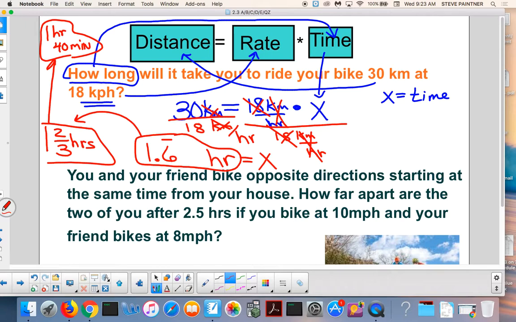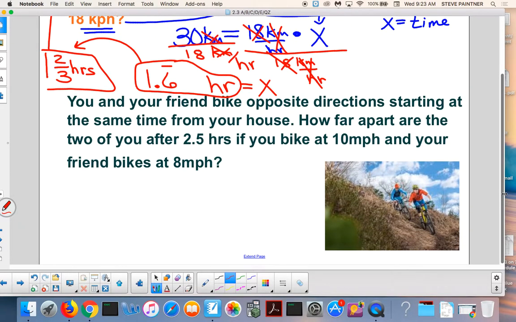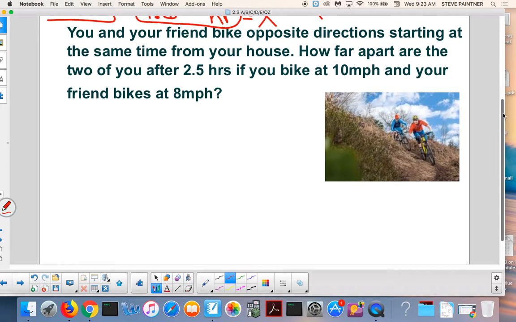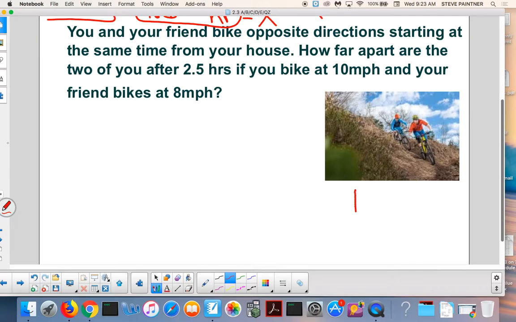Move down. Now it's going to get a little more difficult on you, and I'm going to give you a secret. First of all, you have to remember this: distance always equals rate times time. This is the formula you always work with. Here's my secret: draw yourself a picture of this story. Always draw a picture.